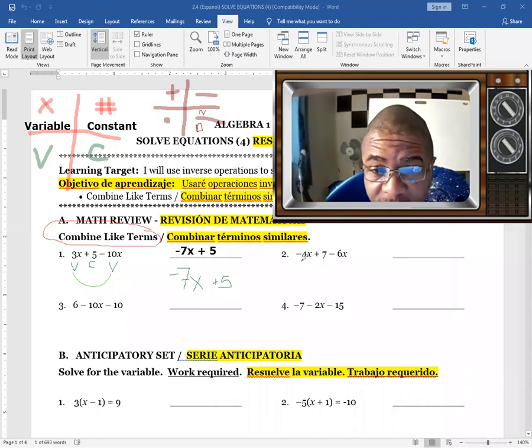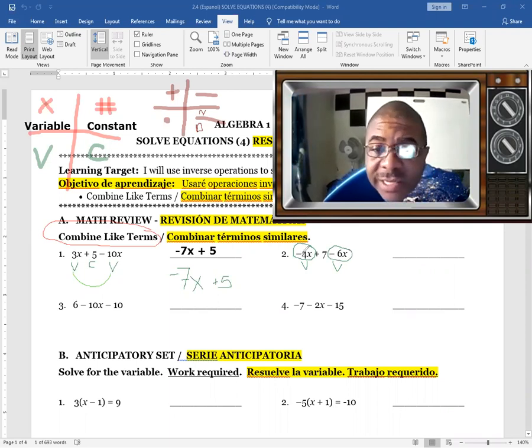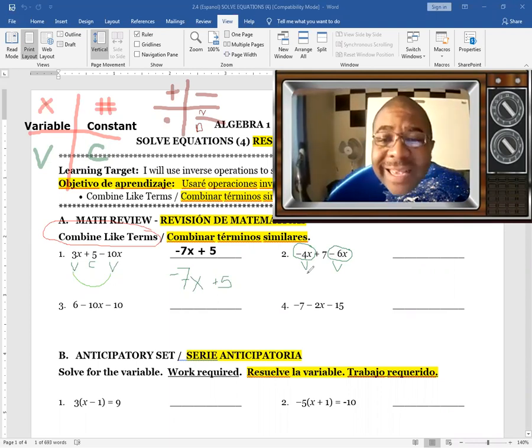So negative 4x, variable. Negative 6x, variable. Do you see the negative sign? It's important that it's positive or negative, so it's not just 4x, it's negative 4x. It's not just 6x, it's negative 6x. So we can combine these two.